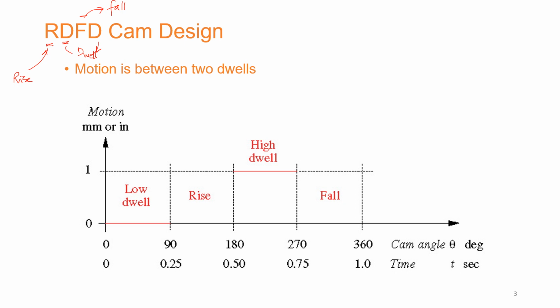And by the way, I should also emphasize that sometimes the ordering is going to be different. Sometimes it is going to be like you start with a dwell, then perform the fall, then dwell, and then rise once again. Or sometimes it is dwell, rise, dwell, and fall. So the order of these individual segments is going to be dependent on the nature of the CAM follower mechanism. But in a nutshell, we can say that there is a motion between two dwells. So this is going to be the distinctive feature in RDFD CAM designs.